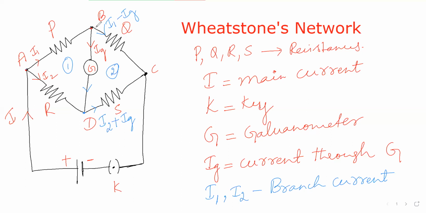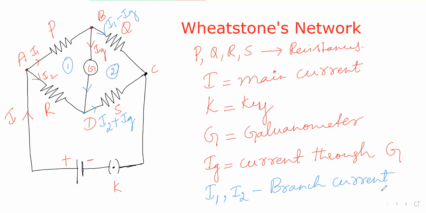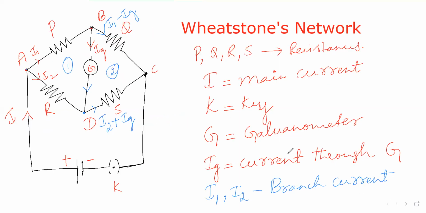Here is the second loop, BCDB. BCDB is the second loop. The second loop is BCDB, where we have to apply KVL.